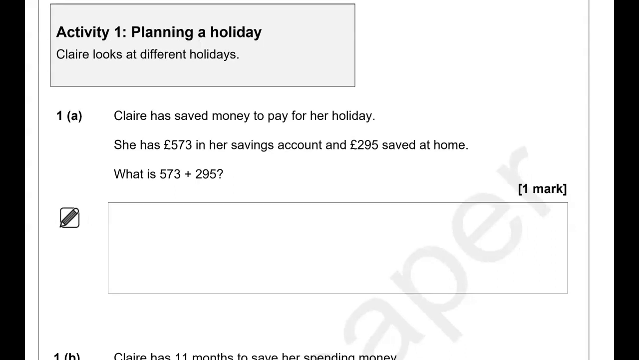We'll use the column method, so we go 573 add 295. 5 and 3 is 8. 9 and 7 is 16, so we're going to put 6 down and 1 carried over. 5 and 2 is 7 and the 1 is 8. So £868.